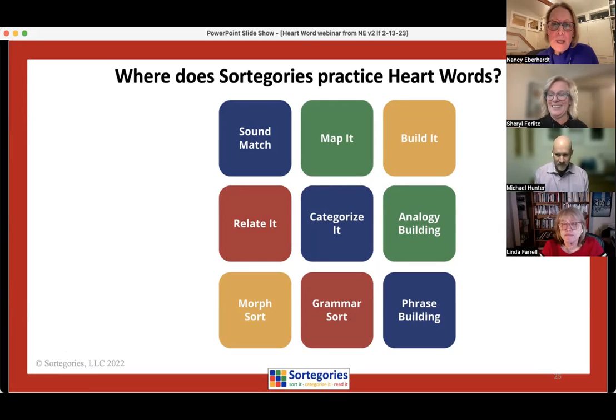Well, as Sheryl just said, when we started working on Sortegories 3.0, we wanted to bring it up to date with some of the newer ways of talking about old things. And so for that, in Sortegories, we have 3 rows of activities.